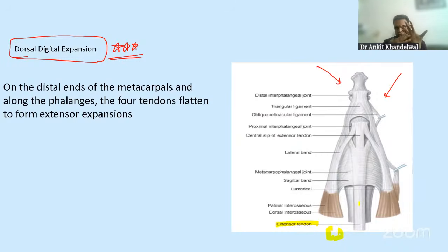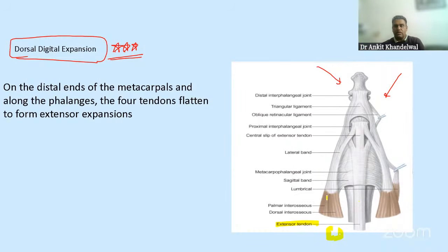You can see some tendons over here. Just extend the fingers, you'll feel some tendons over here. But as you trace the tendons, once you come to the dorsal side of the fingers, you can't trace the entire tendon. Suddenly the tendon gets lost. Why? Because it spreads out.